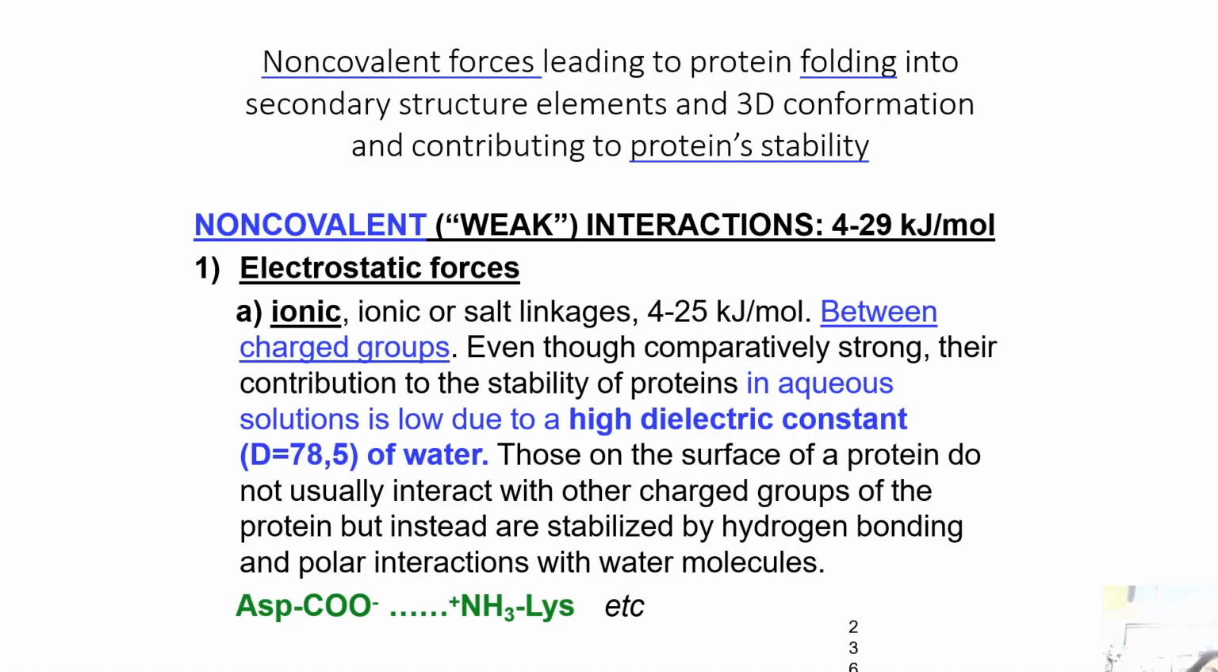Now, non-covalent forces leading to protein folding into secondary structure elements and 3D conformation are contributing to protein's stability. So, non-covalent or weak interactions like electrostatic forces, ionic or salt bridges between charged groups, even though comparatively strong, their contribution to the stability of proteins in aqueous solutions is low due to the high dielectric constant of water. So those on the surface of a protein do not usually interact with other charged groups of the protein, but instead are stabilized by hydrogen bonding and polar interactions with water molecules.